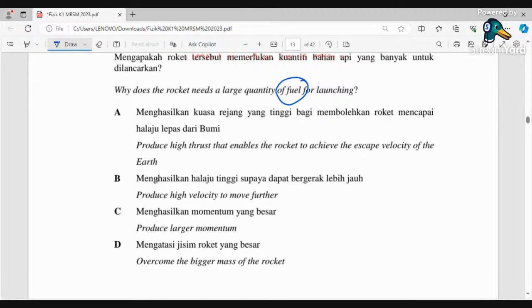Okay, the best answer. Some of it we can see is quite correct, but we choose the best one. So to produce high thrust, to achieve escape velocity of the Earth.